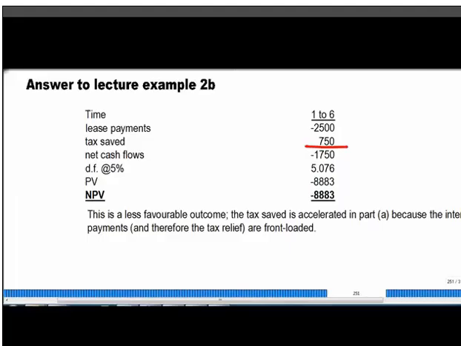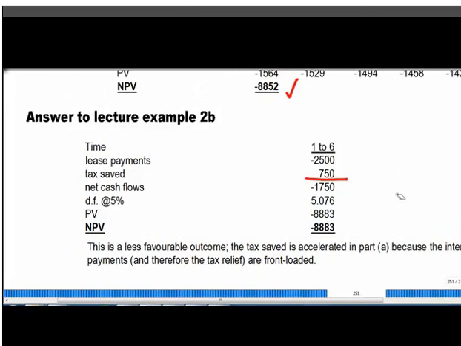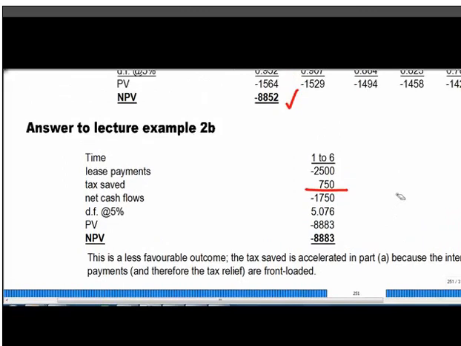So allowing a simple 30% tax relief on the full lease payment, discounting at 5% over 6 years, gives you a present value of 8883. And this value of 8883 is slightly higher than the previous value of 8852, because in the previous approach we've front-loaded our tax savings. There were more in the early years than in the later years, whereas with this approach the tax savings are equal in all years. So the method that we've used in Part A gives us a slightly more favourable outcome.